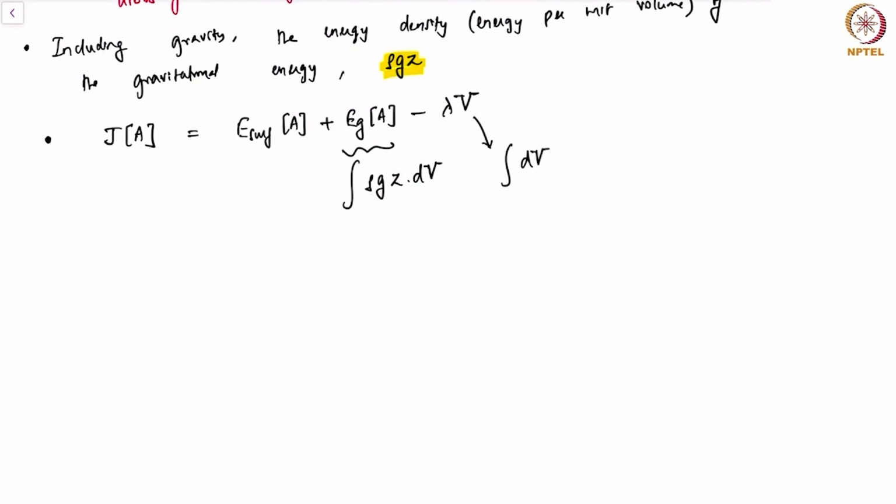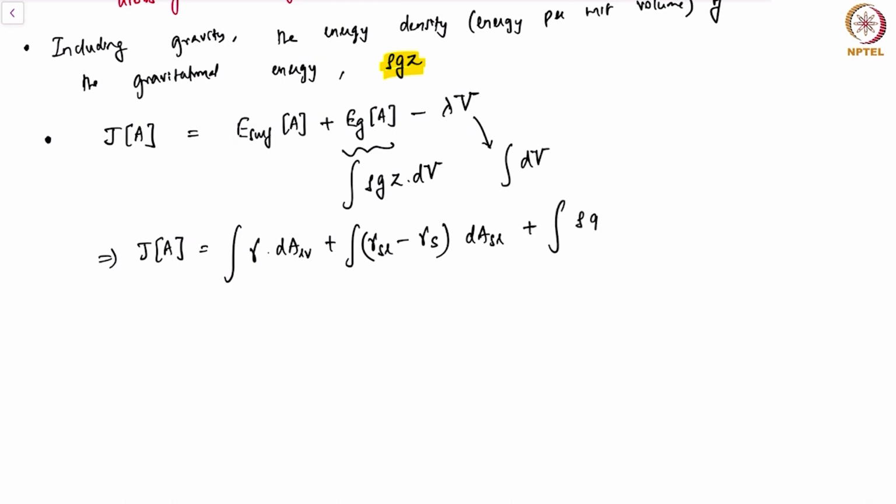So we can now combine the last two terms to write down the expression for the surface energies would be like this: gamma times dA liquid vapor interface, that is the surface of the droplet exposed to the air above, plus an integral over the solid surface where the drop is covering the wetted area, that is dA solid liquid interface, plus I can combine the last two terms, rho gz minus lambda of dv.